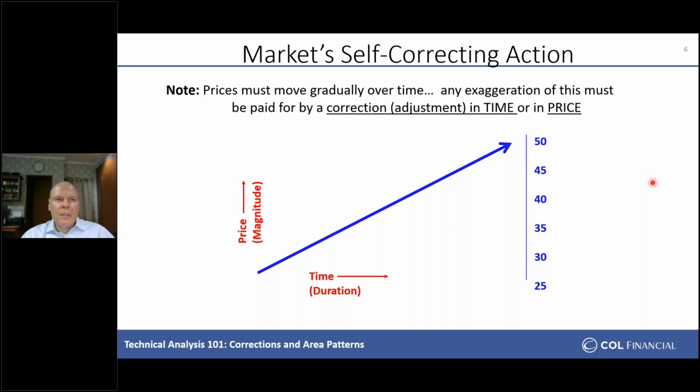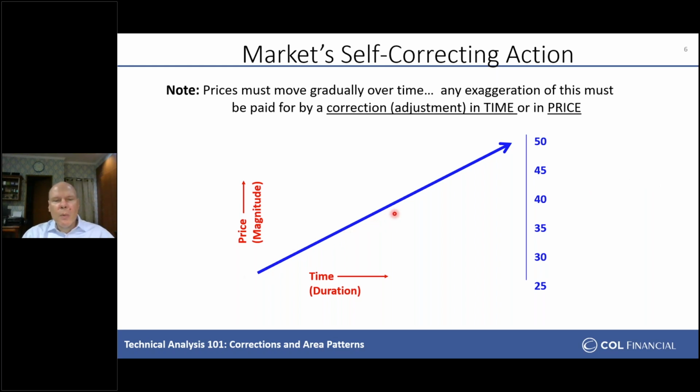And if it takes time for a company to go from one level of earnings to the next level of earnings, then you will have a gradual swing up in prices along with that reality. All right? So let's assume that the blue line you see over here is a typical trend line, and that's the way it should move up gradually over time. The next statement says any exaggeration of this must be paid for by a correction or an adjustment in time or an adjustment made in price. Now let's try to understand what that means.